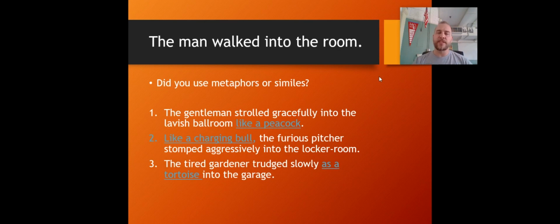And so once again, you see, we started off with this sentence, the man walked into the room, but you can see we ended up with three wildly different interpretations. And I could have kept going. We could have kept finding different ways that different people are walking into different rooms. And this is the problem with vague language. When you give your reader vague language, they don't really know what to interpret. And so it's left up to them to interpret it, and it might not be what you were initially planning.